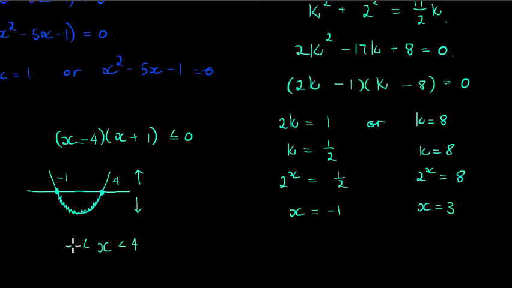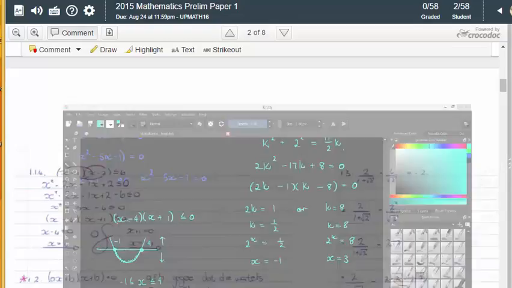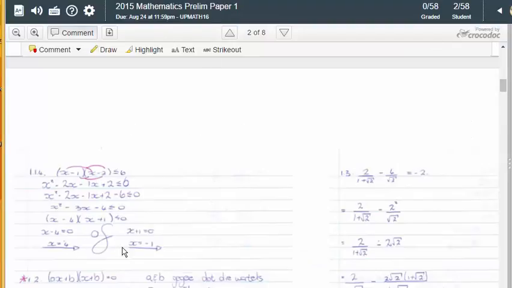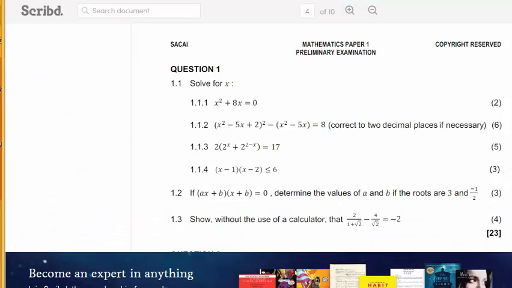-1 and 4. The question asks including 0, and these are the points including 0, so I must include them in my answer. It's that simple, but it's not as silly as just making the two answers equal.